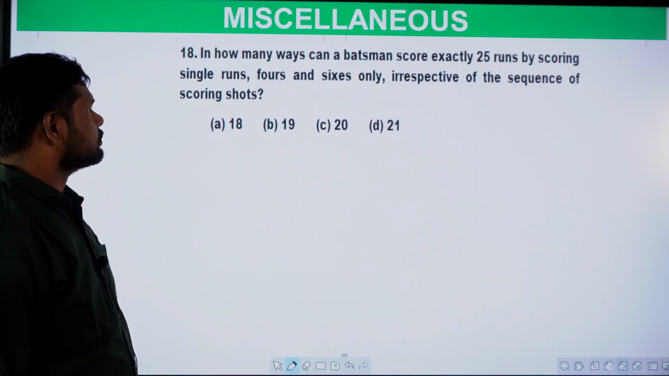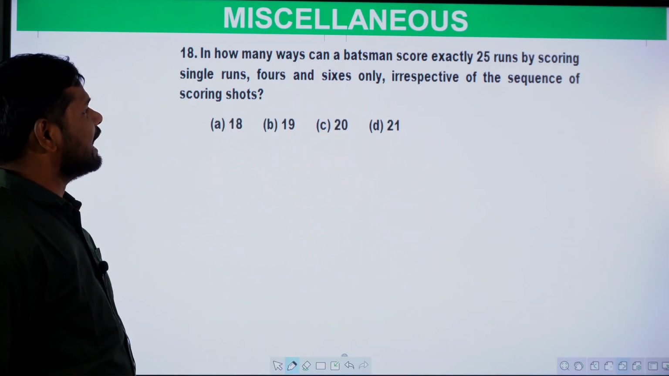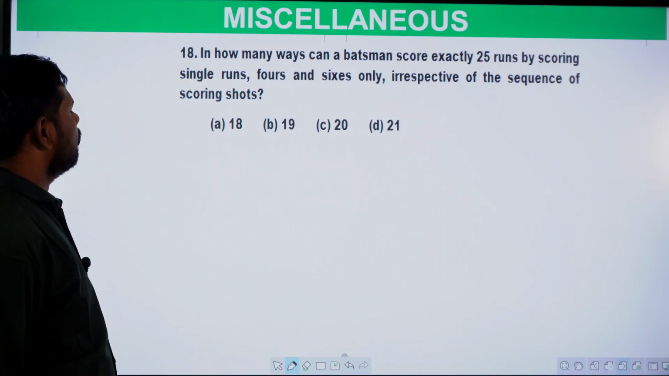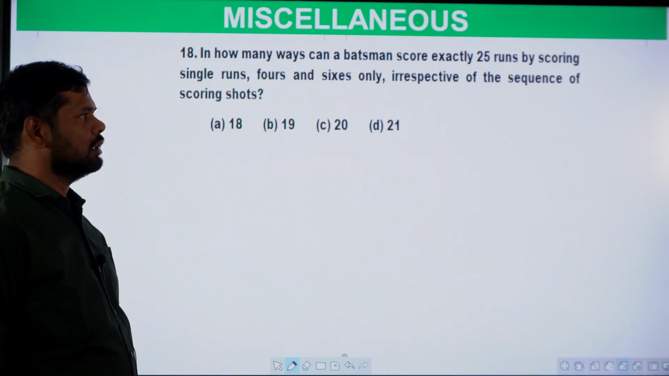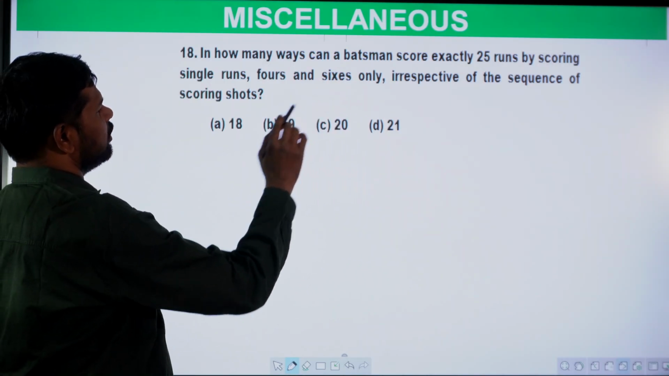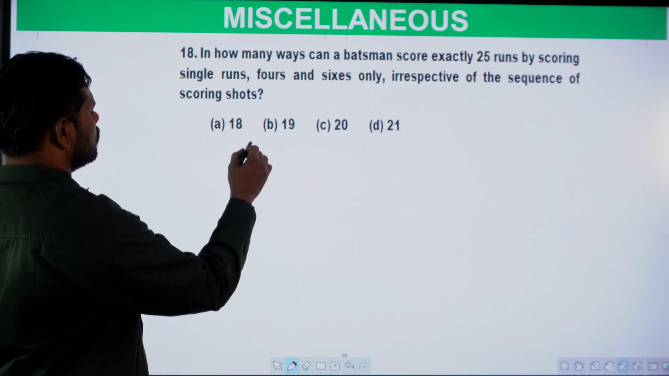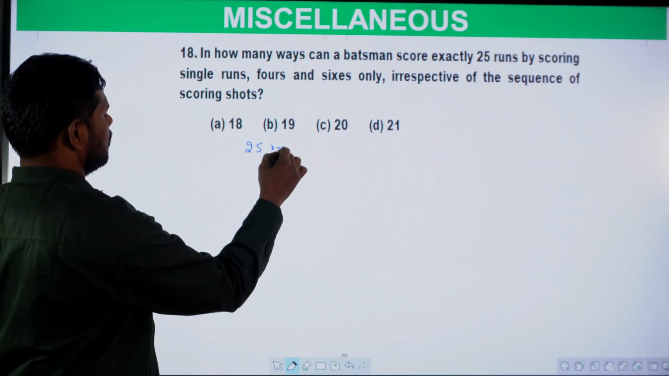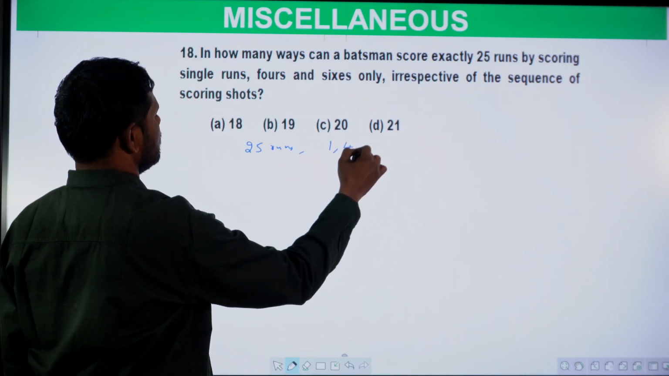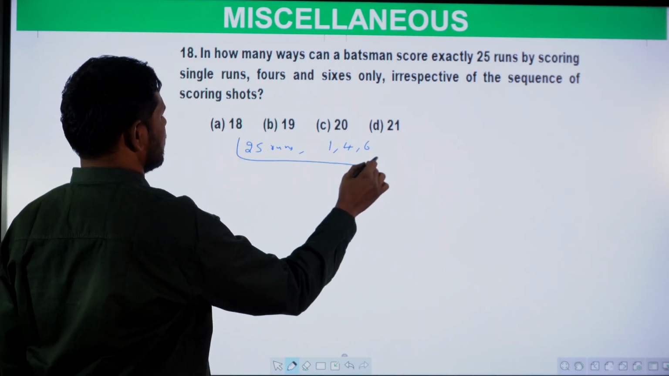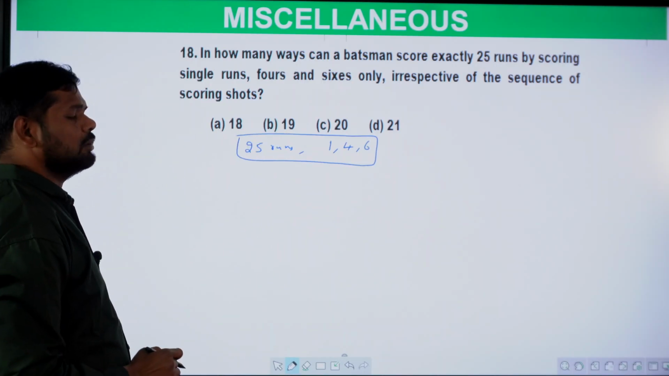18th. In how many ways can a batsman score exactly 25 runs by scoring single runs, fours and sixes only, irrespective of the sequence of scoring shots? So the batsman scores 25 runs with ones, fours and sixes. These are the cases: ones, fours and sixes. So many possibilities are there.